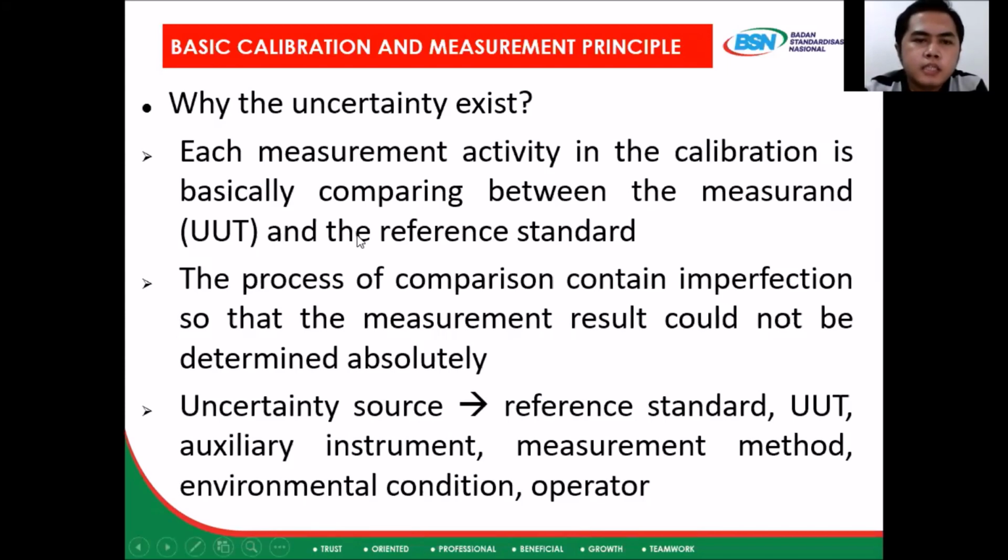Why does the uncertainty exist? The uncertainty exists since the process of comparison between the UUT and the standard contains imperfection, so that the measurement result could not be determined absolutely. The uncertainty source could be from the reference standard, from the UUT, from the auxiliary instrument or supporting device, or from the measurement method, environmental condition, or by the operator itself.